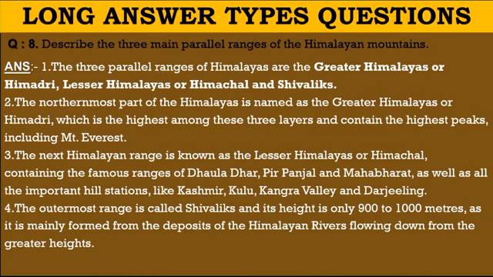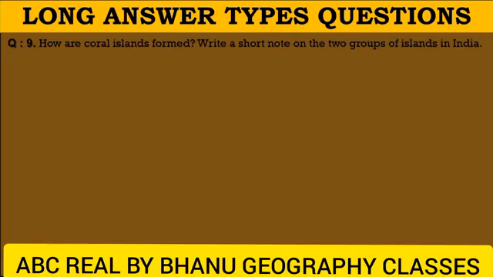Fourth, the outermost range is called the Shivaliks and its height is only 900 to 1000 meters, as it is mainly formed from the deposits of the Himalayan rivers flowing down from the greater heights.